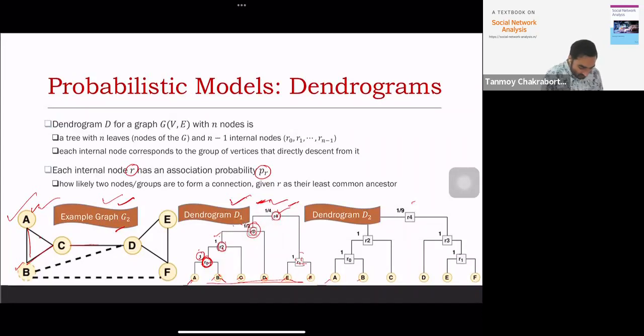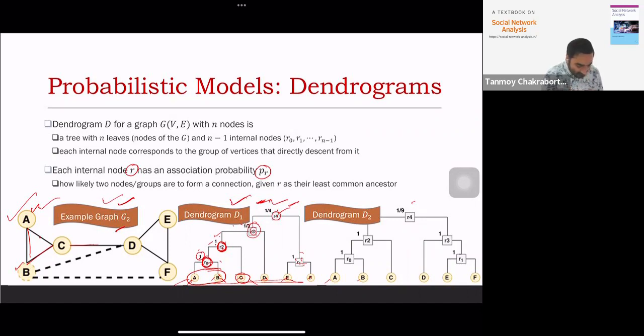Similarly, say let's look at R2. Okay, the probability is 1. It indicates what is the probability that this group, so look at left child and right child, right? So left part we have AB and right part we have C. What is the probability that one node from the left part, and another node from the right part get connected and form an edge, and the probability is 1, right? So you see the point here, right?